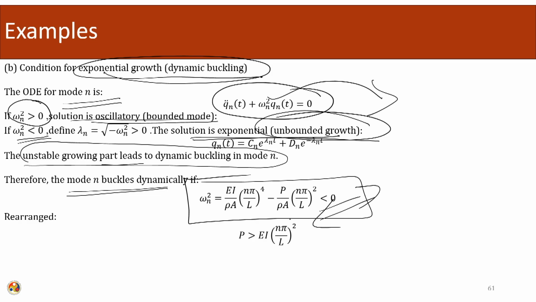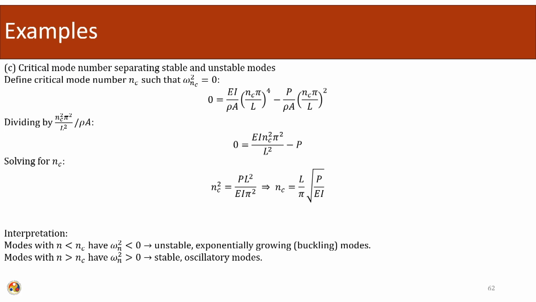And after it is rearranged, we can see this will be the value which will cause dynamic buckling in the system. Moving ahead, the critical mode number separating stable and unstable modes. So we define a critical mode number NC such that omega n square at NC equals 0. So in the equation for omega n, we put a value of 0.